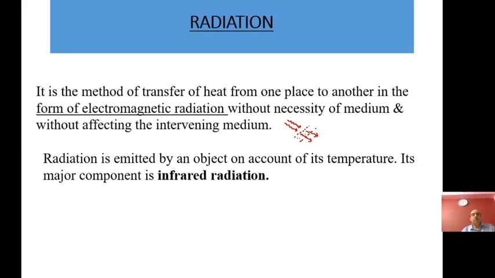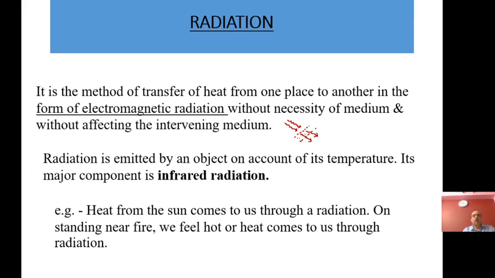The radiation is emitted by an object on account of its temperature, and its major component is infrared radiation. Example, the heat from the sun comes to us through radiation. On standing near fire, we feel hot, or heat comes to us through radiation.